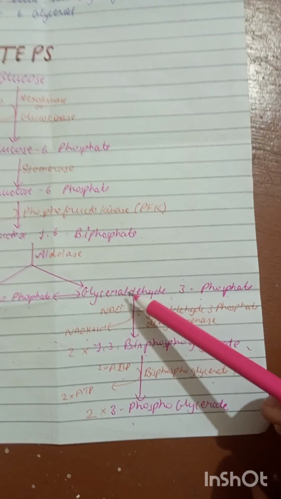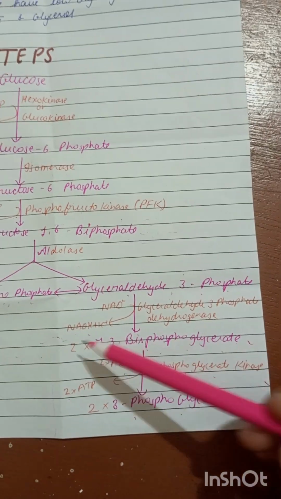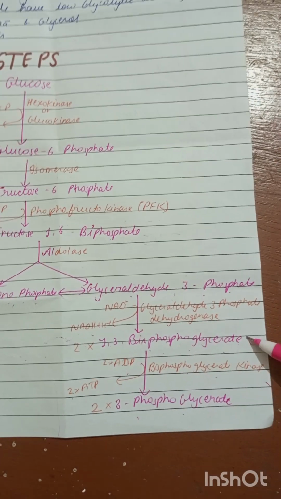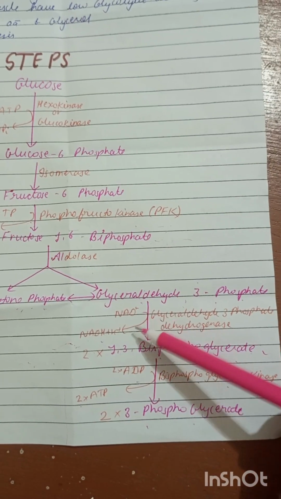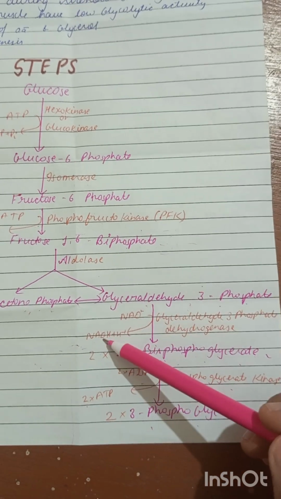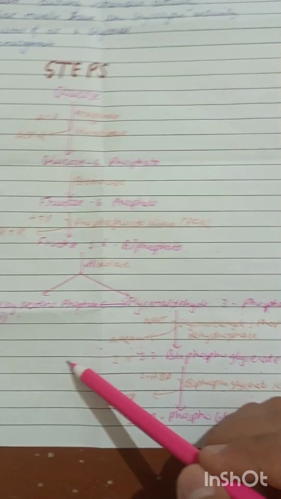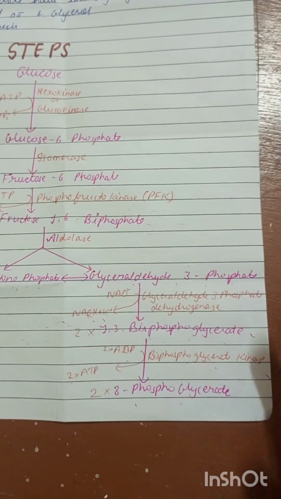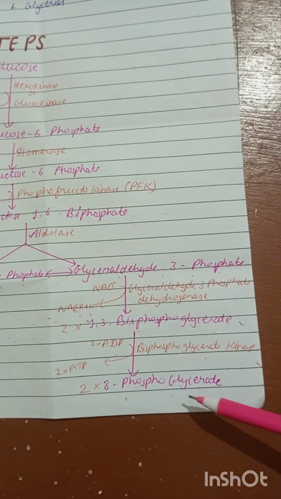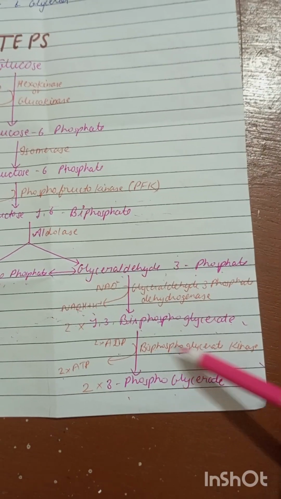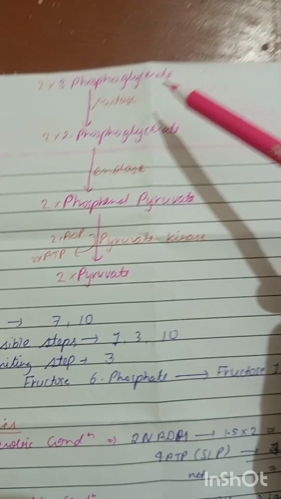In the fifth step, glyceraldehyde 3-phosphate converts to 1,3-bisphosphoglyceric acid, 2 molecules of 1,3-bisphosphoglyceric acid, in the presence of the enzyme glyceraldehyde 3-phosphate dehydrogenase by generating 1 molecule of NADH. This NADH further converts to 2.5 ATP during the electron transport chain. Now 1,3-bisphosphoglyceric acid further converts to 3-phosphoglycerate in the presence of the enzyme bisphosphoglycerate kinase by generating 2 ATPs.